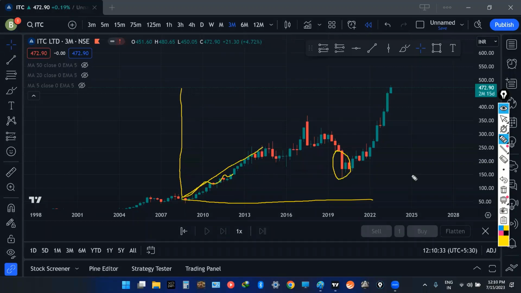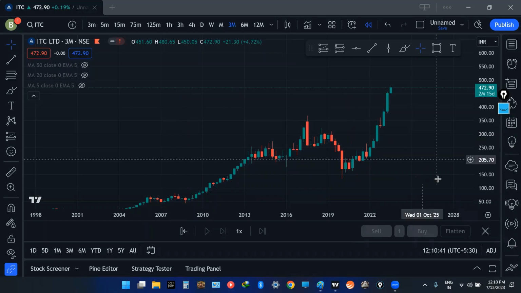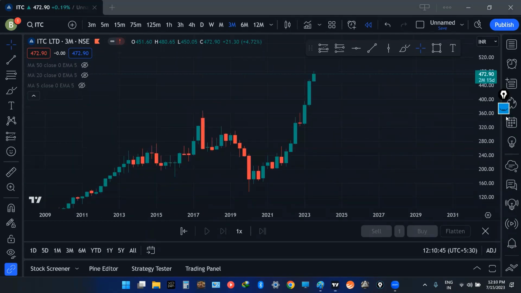This was the COVID period. In COVID, it came down. And now you see, this is again too much. This is not good. So if someone says that ITC, now it is not a good time to invest in ITC. If someone is in profit, I would suggest book your profit and go out.